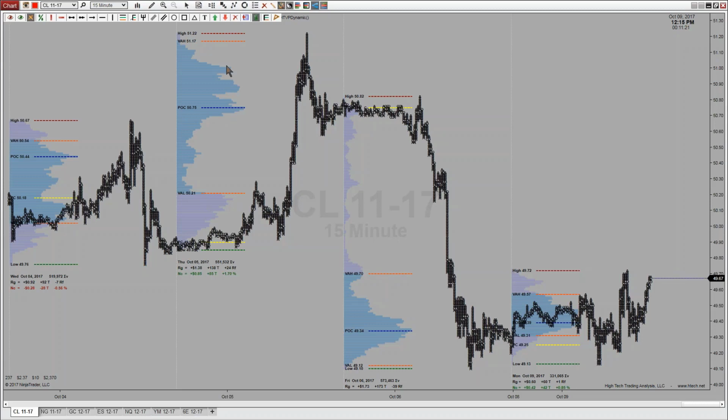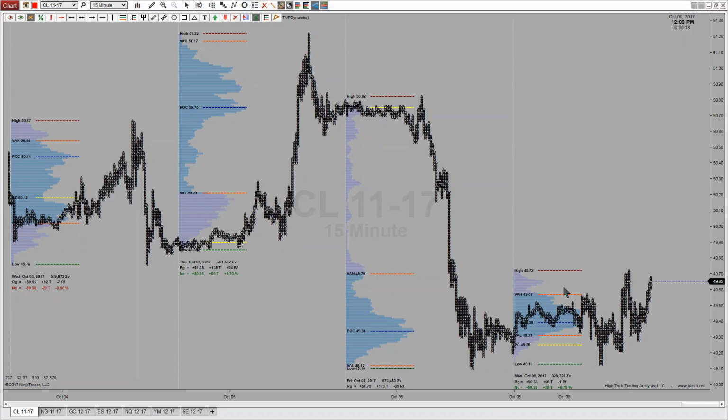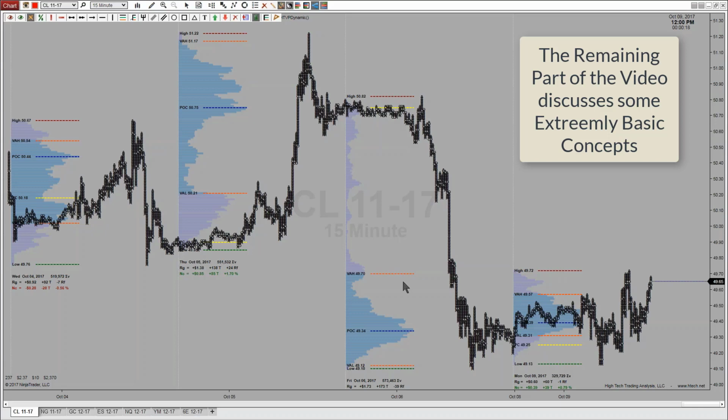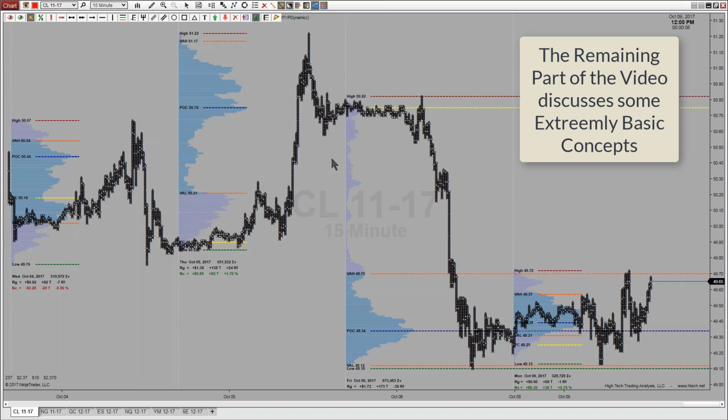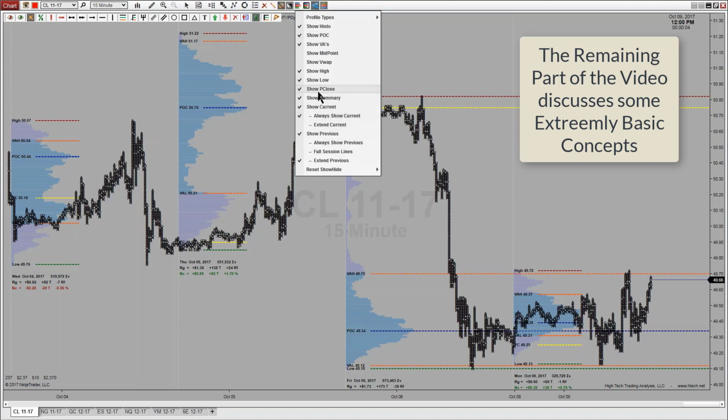We're displaying a representation of volume traded at price. Okay, so today, this is developing, right? What we're really looking at is yesterday's. Let's extend yesterday's. Let's hide today's. Today's isn't as important. It's still developing.